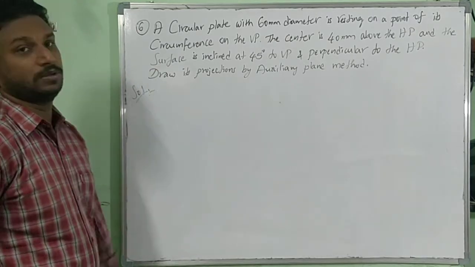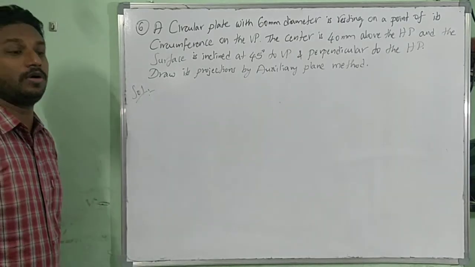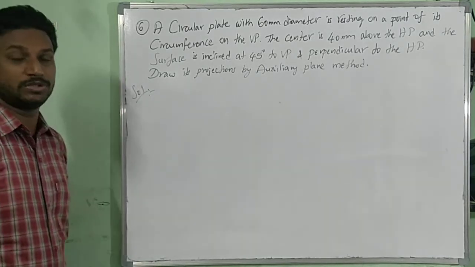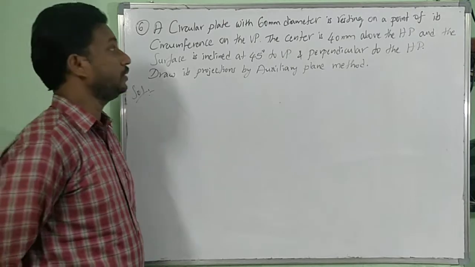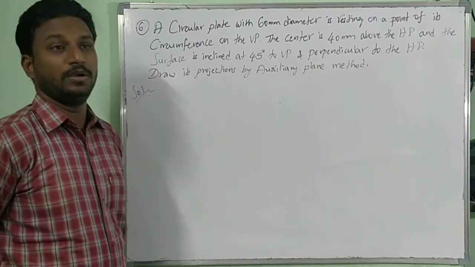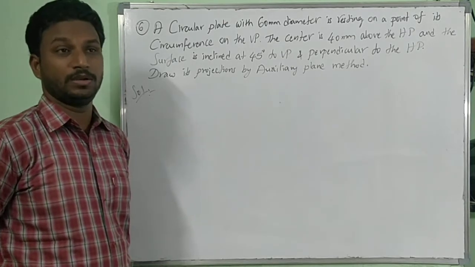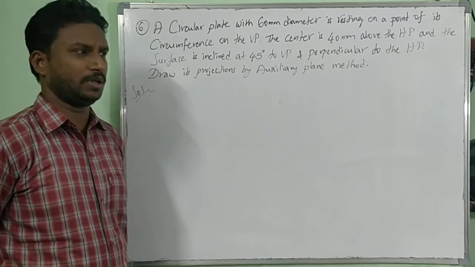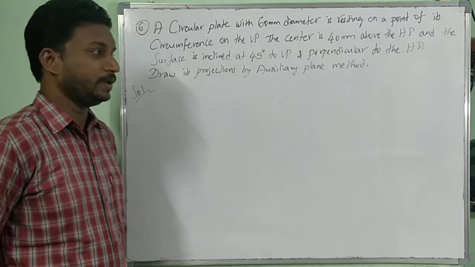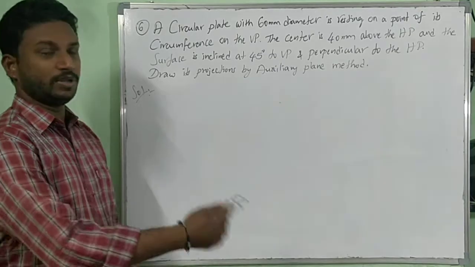Problem number 6. Four problems we have solved for the auxiliary plane method, projections of lines by auxiliary plane method. In the last problem we saw projections of a plane using the auxiliary plane method, the pentagon problem we discussed. Now proceed to the next problem, the 6th one.